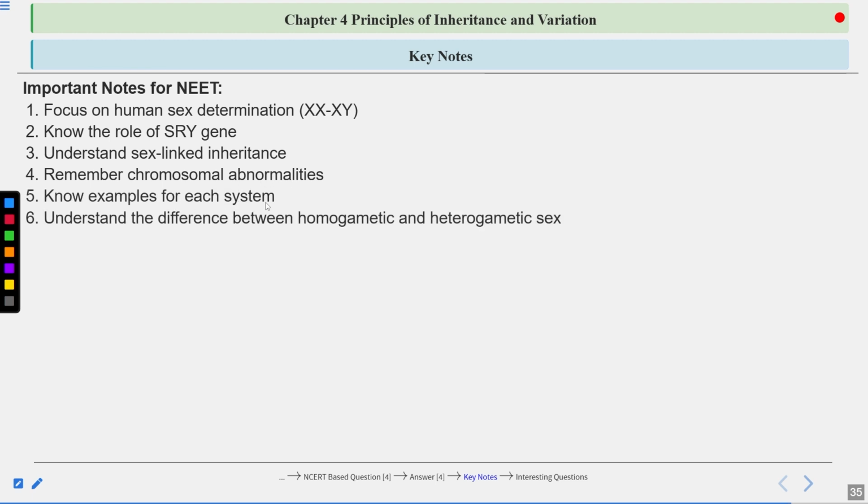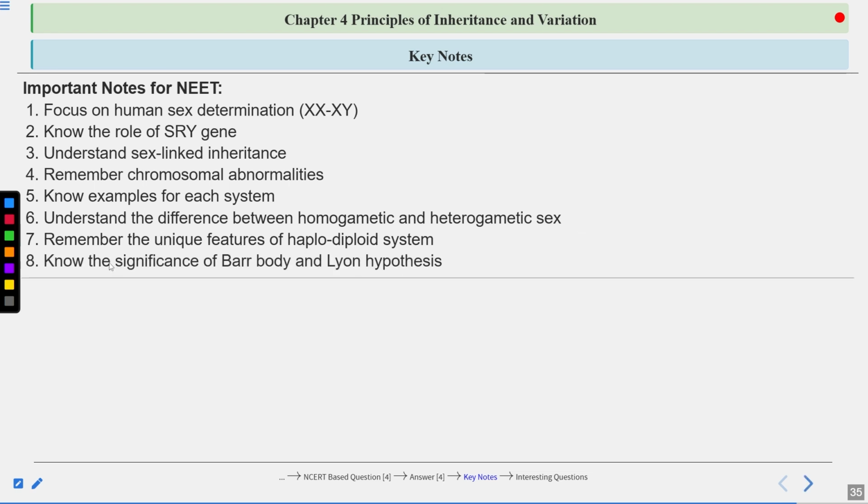You should know the examples of each type of sex determination system. You should know the difference between homogametic and heterogametic sex. Questions can come from here. You should remember the unique feature of the haplodiploid system. And you should know the significance of the Barr body and the Lyon hypothesis, which is involved in the inactivation of the X chromosome. Barr bodies are inactivated X chromosomes in the female.